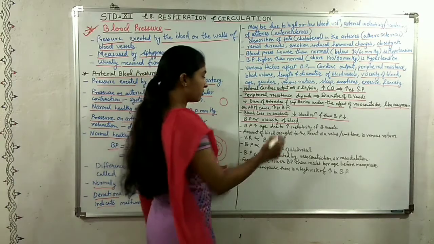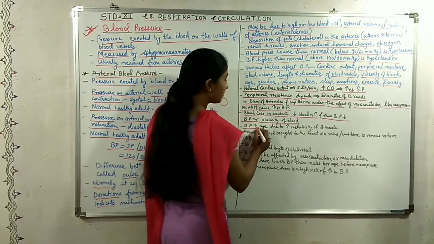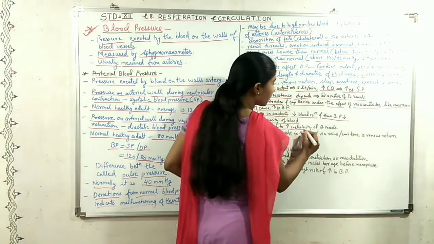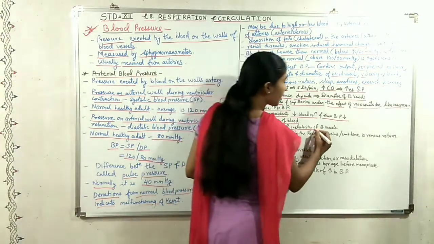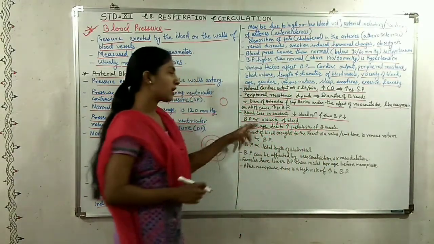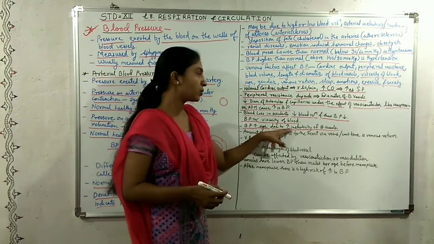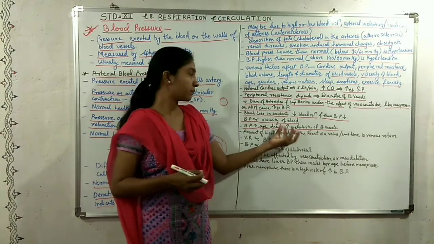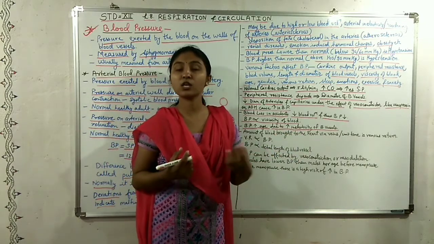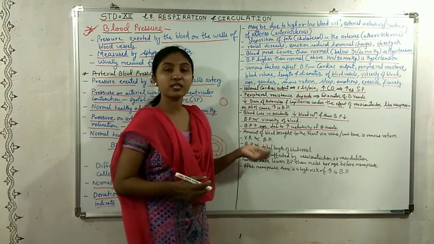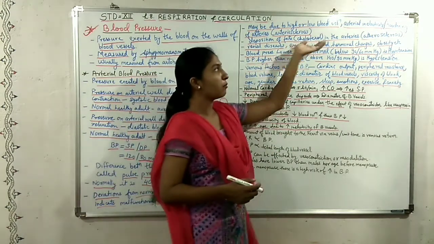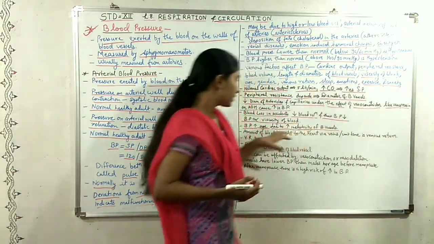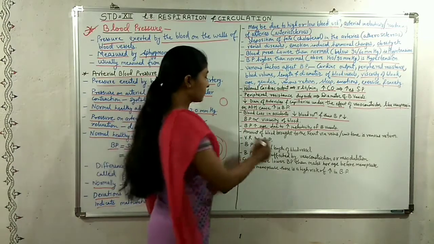The increase in blood pressure with age is due to the increase in the inelasticity of the blood vessels. As the age increases, the elasticity of the blood vessels decreases. So this increases the blood pressure. The blood vessels start to become hard, and that's why the blood pressure also increases.